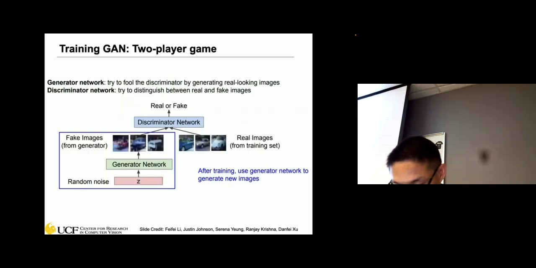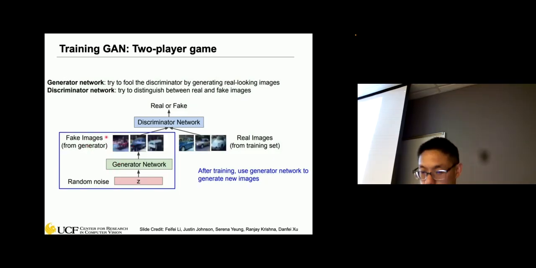Once the network is trained, we can use the generator to generate images. We sample random noise, then generate images, and hopefully, if the generator is trained well, you are able to generate realistic images that resemble the training data.